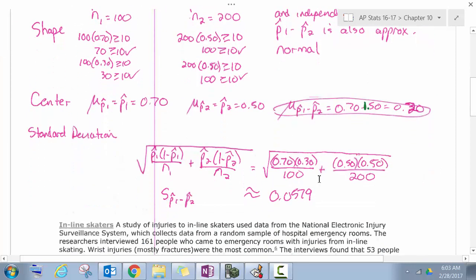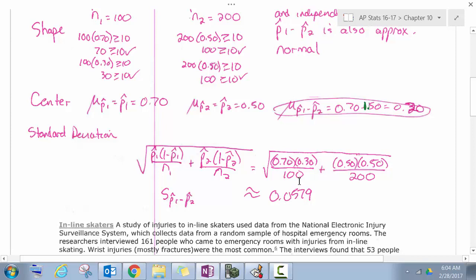Standard deviation. Now normally it's just one of these, but since we have two of them, we're just going to add them both together. So it's p hat 1 times 1 minus p hat 1 over n1 plus p hat 2 times 1 minus p hat 2 over n2. So we substitute in our numbers, we put it in our calculator, and the standard deviation, S, because this is from a sample, is 0.0579.